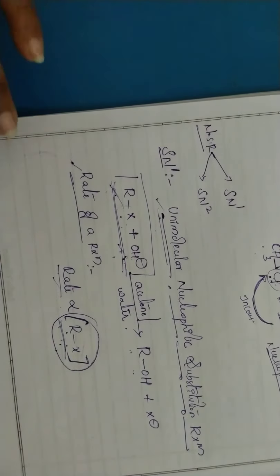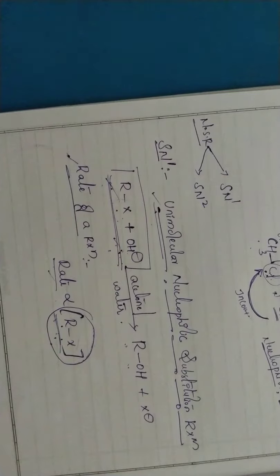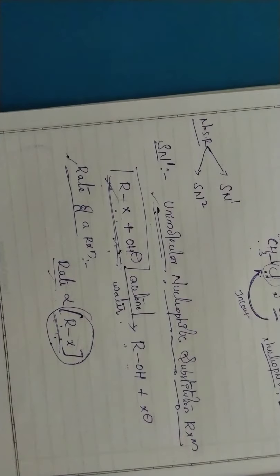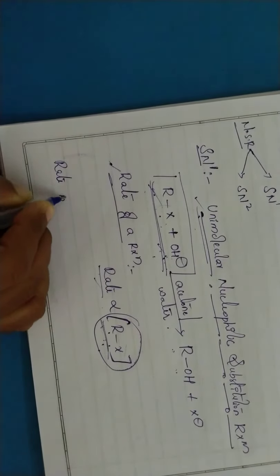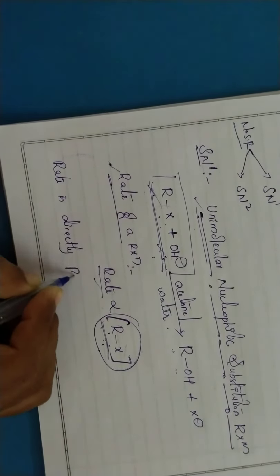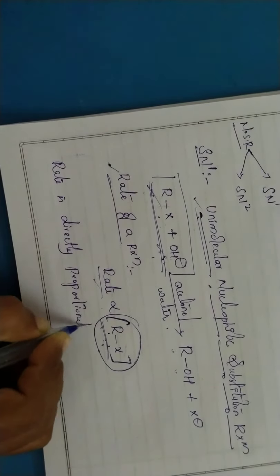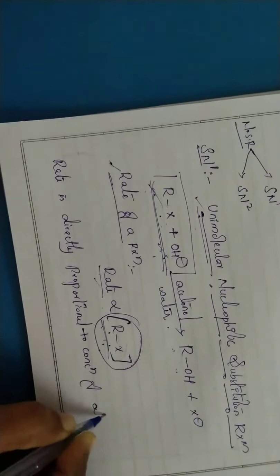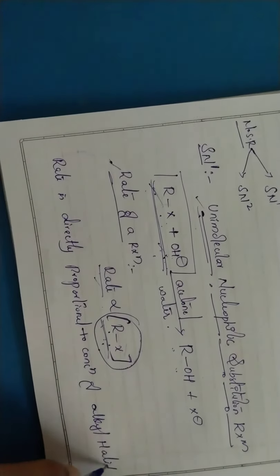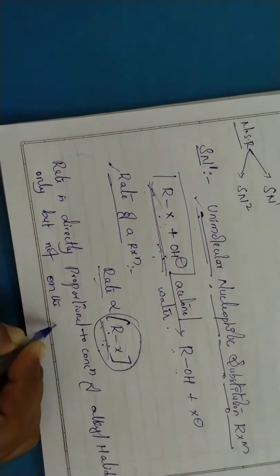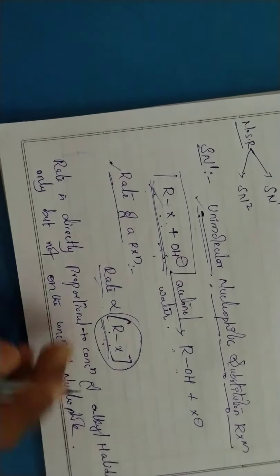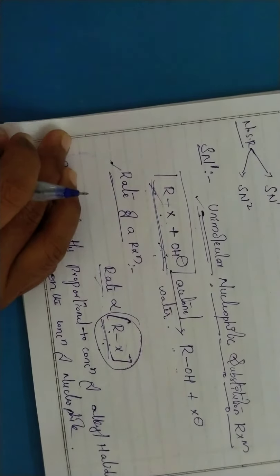So now we can define. What is SN1? If the rate of a reaction depends only on the concentration of alkyl halide, that is called a unimolecular nucleophilic substitution reaction. So I am writing here: the rate is directly proportional to the concentration of alkyl halide only, but not on the concentration of nucleophile. It is called a unimolecular nucleophilic substitution reaction.